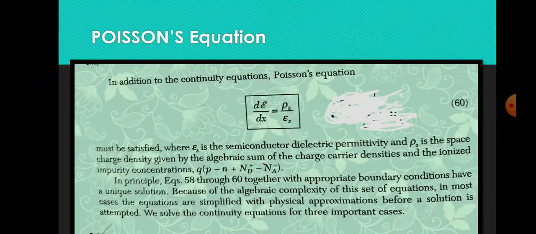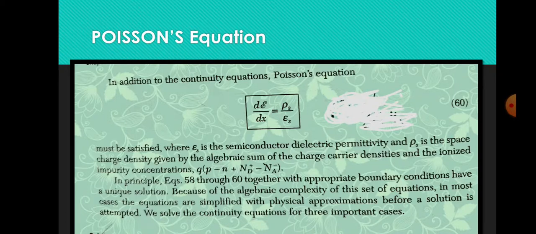In addition to this, Poisson's equation can be written as dE/dx = ρs/εs. This must also be satisfied in addition to the continuity equation. εs is the semiconductor dielectric permittivity and ρs is the space charge density given by the algebraic sum of the charge carrier densities and the ionized impurity concentration, q(p − n + Nd+ − Na−). This is the total charge in the semiconductor.